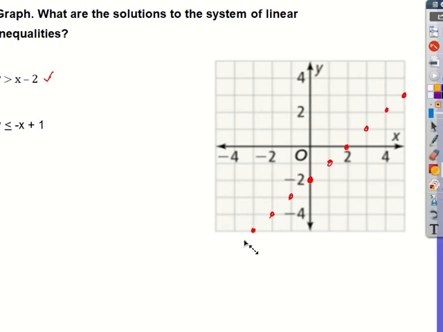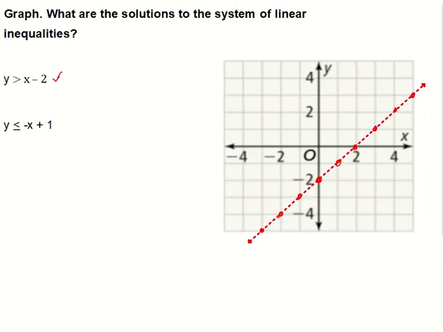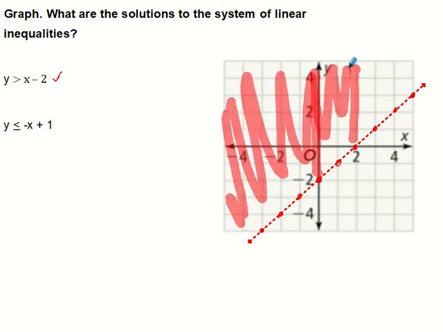Now I'm going to put a dotted line because it's a greater than, no equal to situation. And then if we look, I want it to be greater than. So -2, what's greater than? Up here. 2, what's greater than? Up here. So it's going to be this space in here.